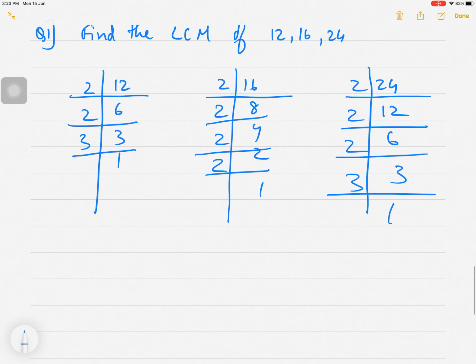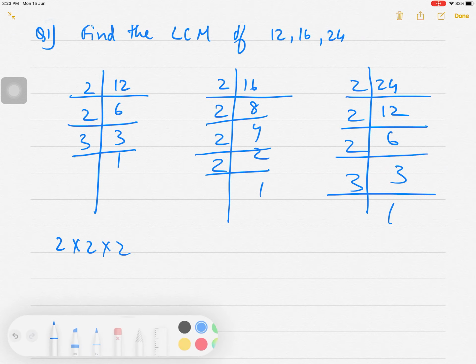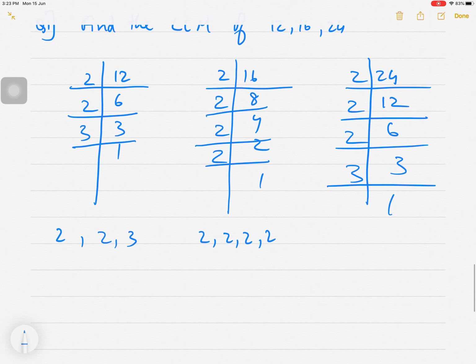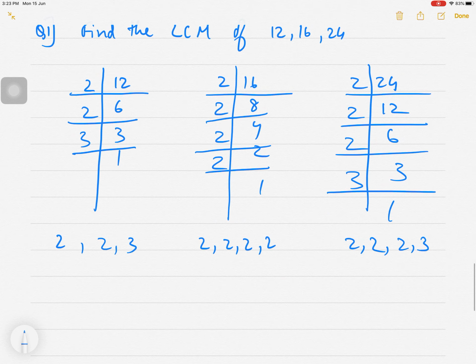So let us write the prime factors. Prime factors of 12 are 2, 2 and 3. Correct? Prime factors of 16 are 2, 2, 2 and 2. Prime factors of 24 are 2, 2, 2 and 3. So these are the prime factors of the given numbers.